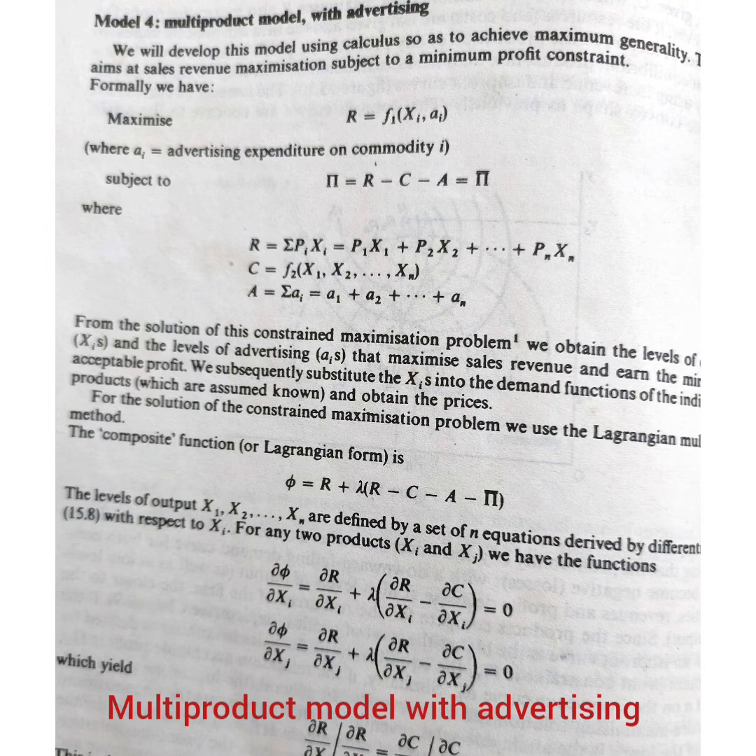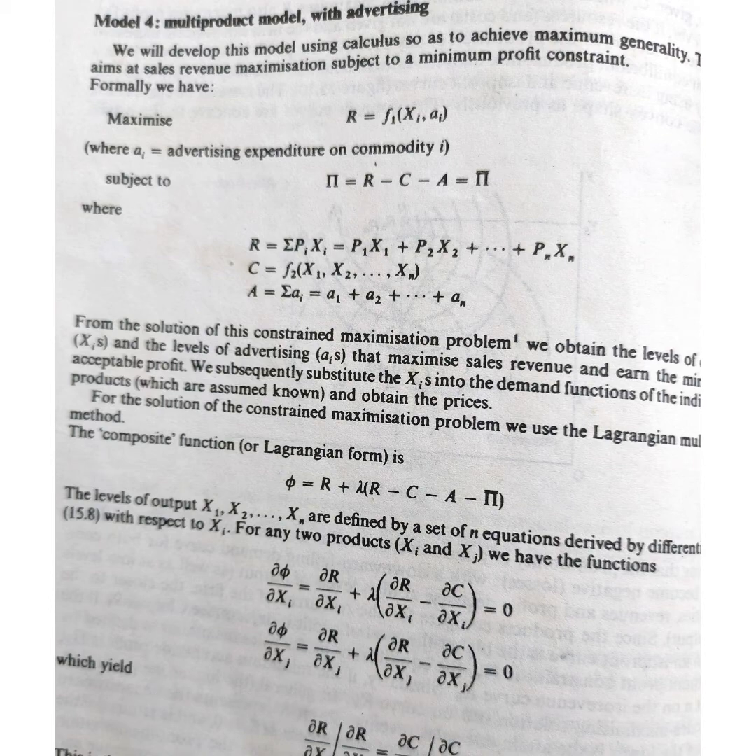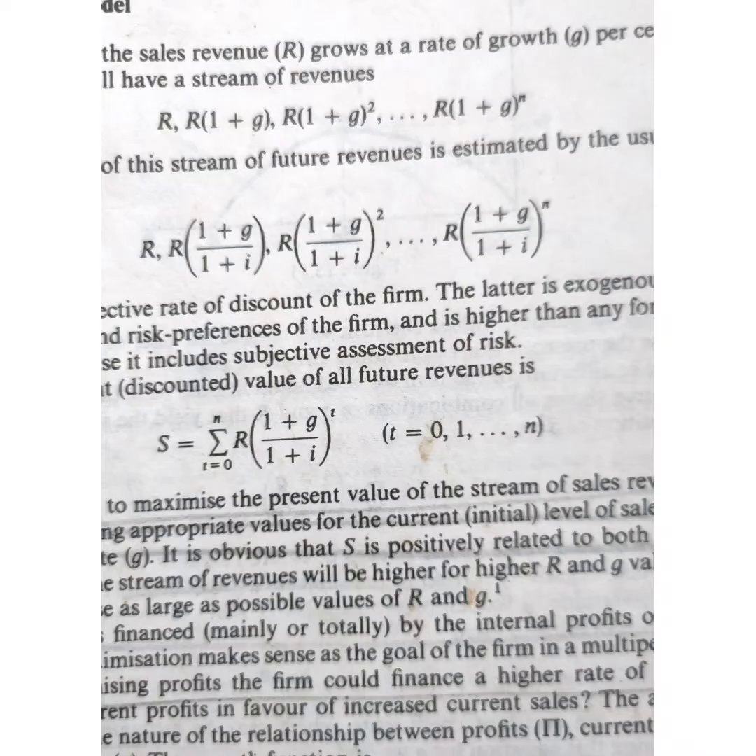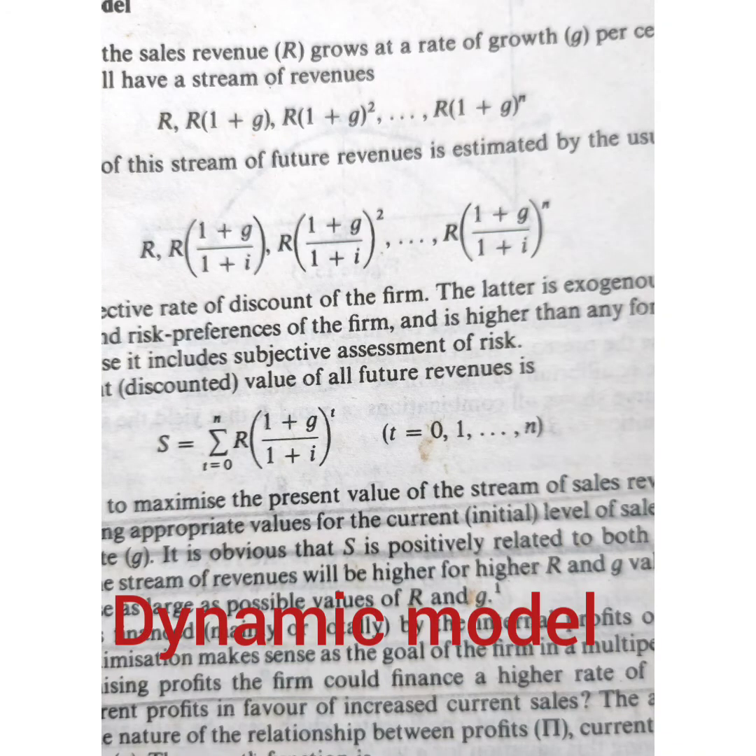Model 4 is the multi-product model with advertising. Here we have to use a mathematical model, that is using calculus, so as to achieve maximum generality. The firm aims at sales revenue maximization subject to a minimum profit constraint. So coming to the last part of the discussion, that is Baumol's dynamic model.